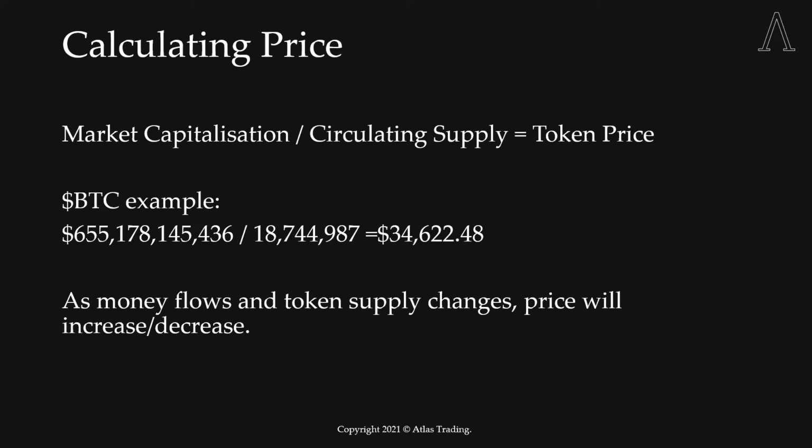So if we look at Bitcoin for an example, I think it's a little bit higher now, but this is what I've recorded earlier. Bitcoin's total market capitalization in dollar value is $655 billion. I'm just going to round it down for ease of speaking it. Divide that by the circulating supply of 18.7 million, and that gives you a $34,622 Bitcoin. Now, every 10 minutes, that circulating supply is, you know, we're essentially bringing more Bitcoin into the world every time a block is mined.